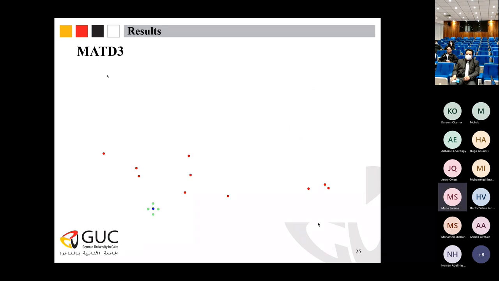Next, with the MATD3, it is clear that it has converged on a more optimal solution with minimal collisions with obstacles and with one another, while maintaining the formation throughout the episode till reaching the destination, thus performing the flocking task successfully.